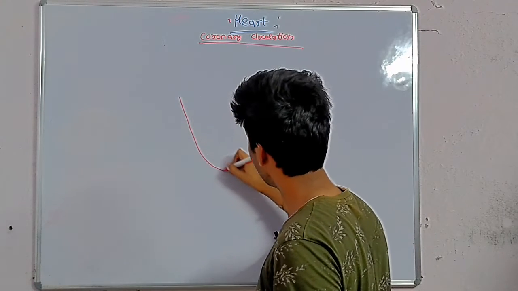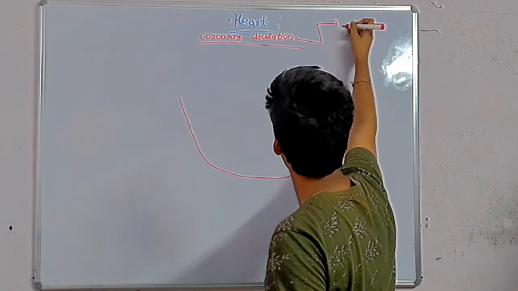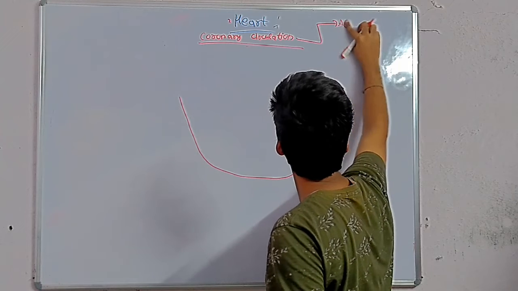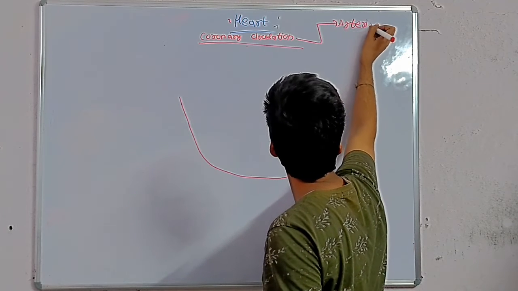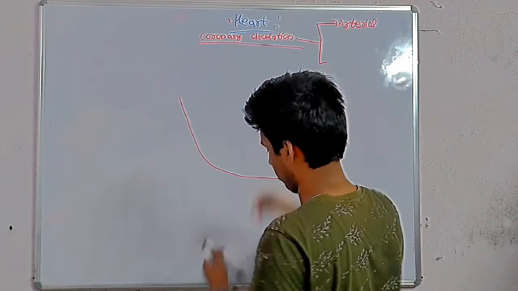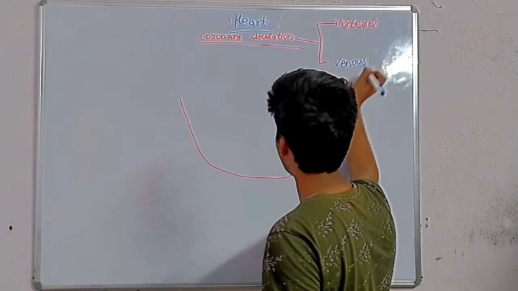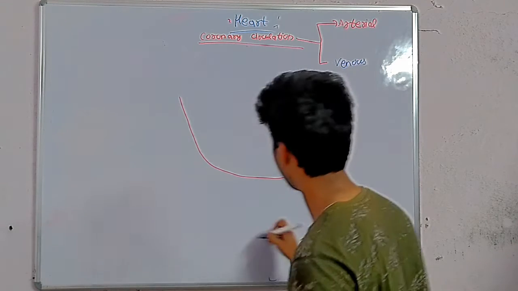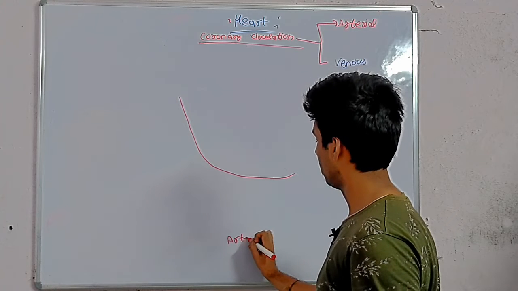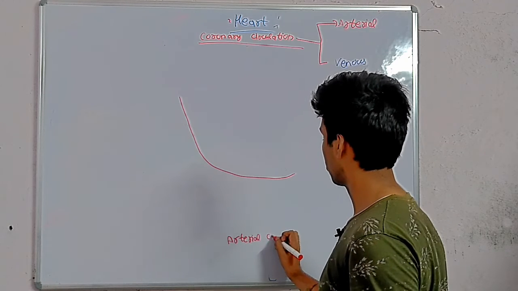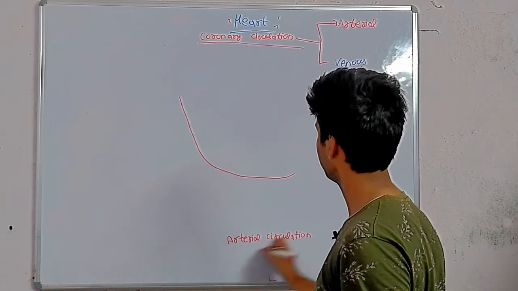Let's say this is our heart. This is divided into two parts: the arterial circulation and the venous circulation. Divided into two parts. So first we cover arterial. This is arterial circulation.